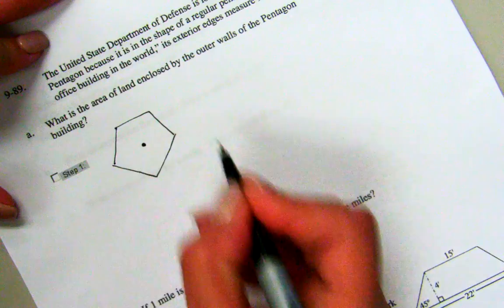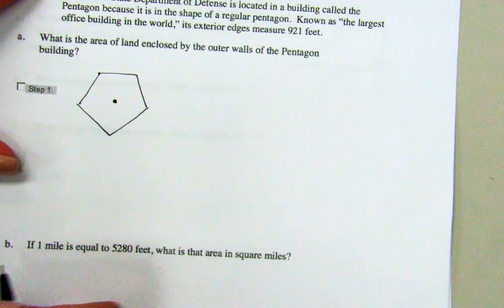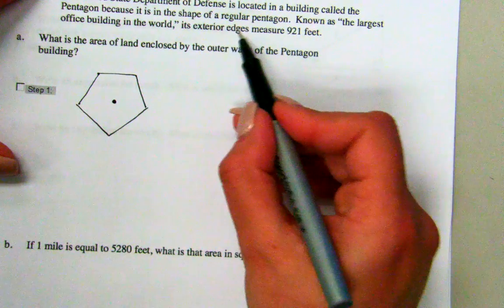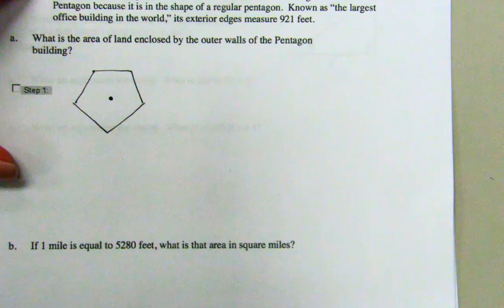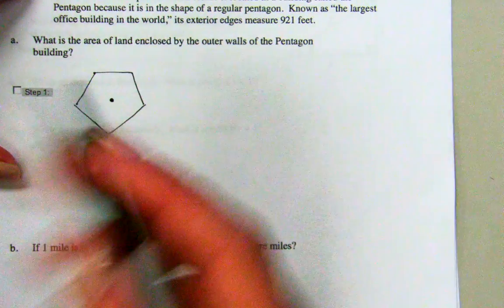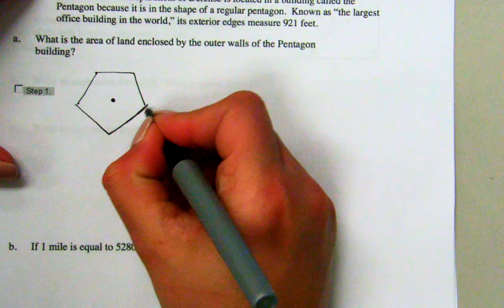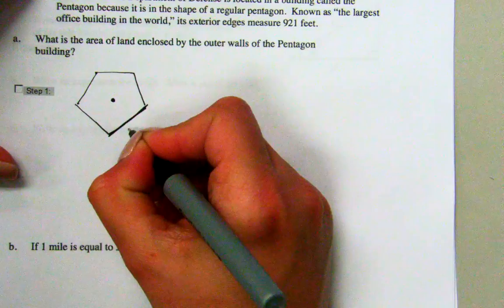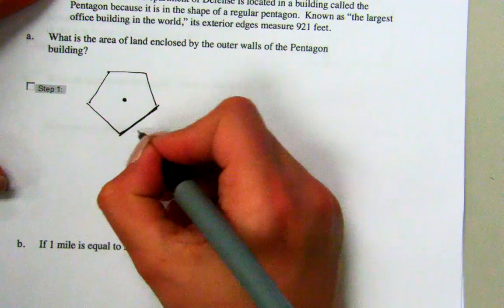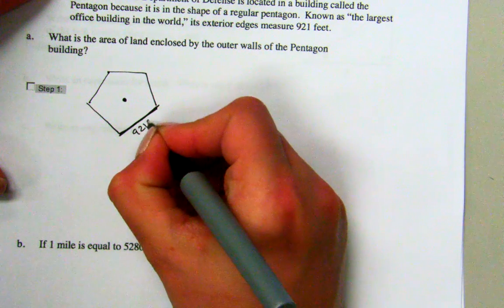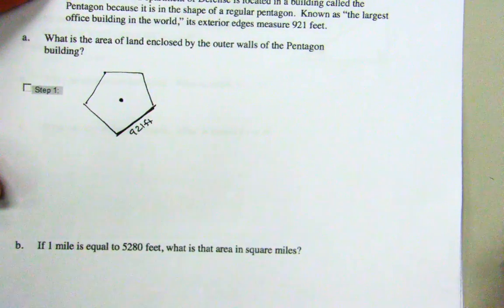Okay, so this is a 5-sided figure. There's a pentagon for you. And then the exterior edges measure 921 feet. That's the only thing I have to go on. So I'm assuming that the outer walls, which are these ones, measure 921 feet. Okay, but that should be enough.